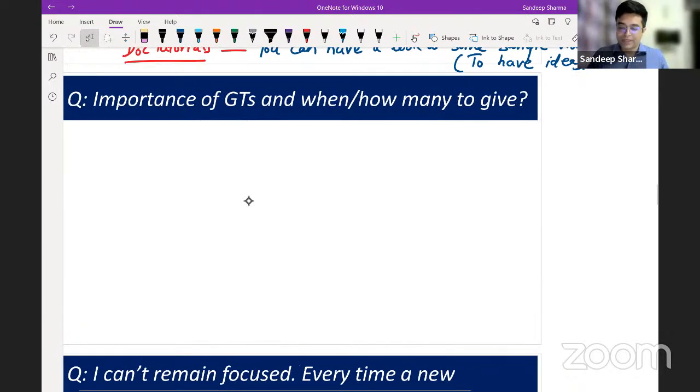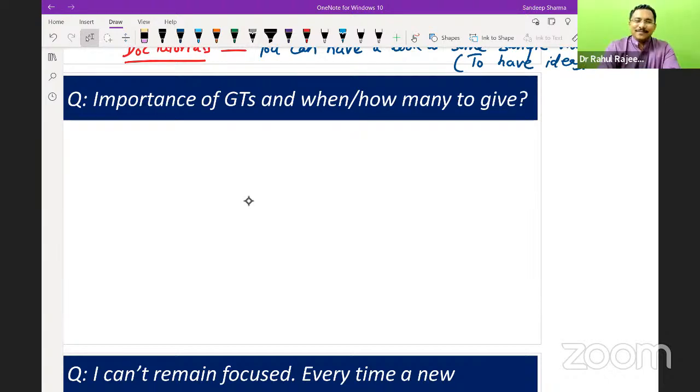Right, sir. Now, the importance of grand tests, when to give, how many to give, the evergreen question. Rahul, sir, you would like to say something on this? Because I am very passionate about this thing. First, you say something, then I will add to it.